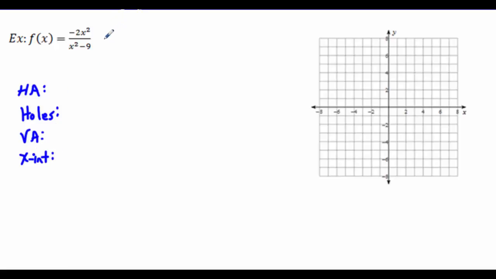Okay, so for our horizontal asymptote, we have x squared on top and x squared on bottom. So we're basically saying negative 2x squared over x squared. What does that give me? It gives me a negative 2 over 1. So my horizontal asymptote is negative 2.